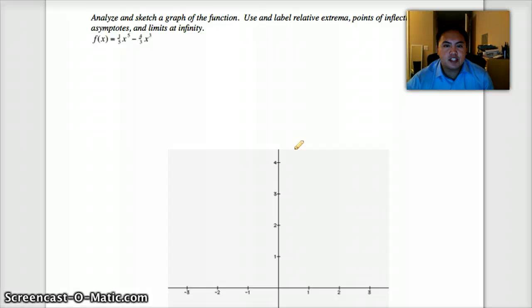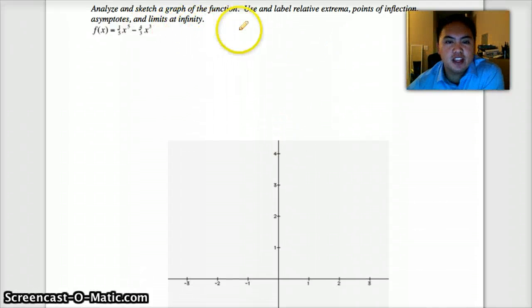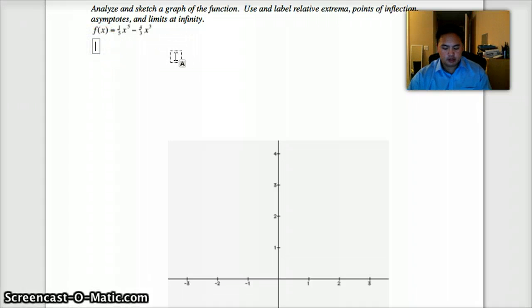This one says, analyze and sketch the graph of the function. Use and label relative extrema, points of inflection, asymptotes, and limits at infinity. So what I'm going to do is all the steps that we've been doing to get me a graph. First, to get relative extrema, let me do my critical numbers. So to do my critical numbers, let me take the derivative. You guys can all take the derivative.